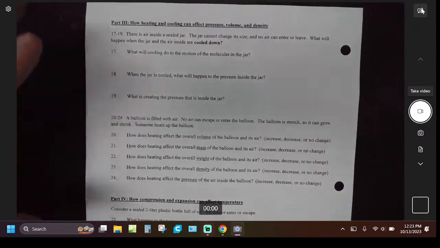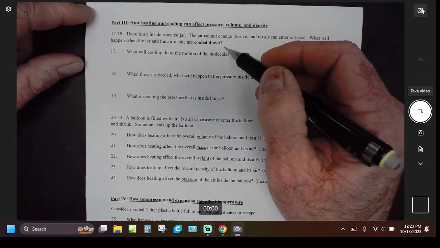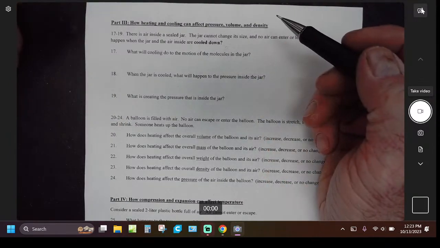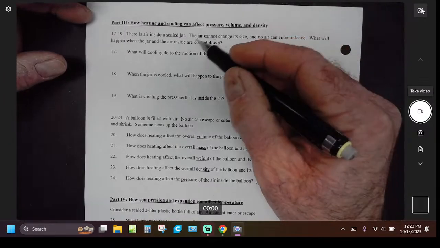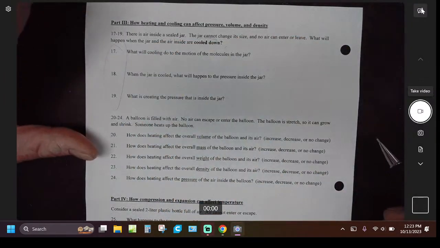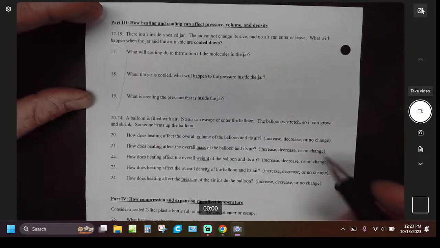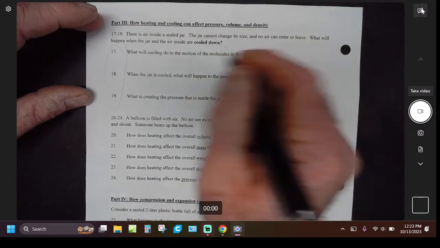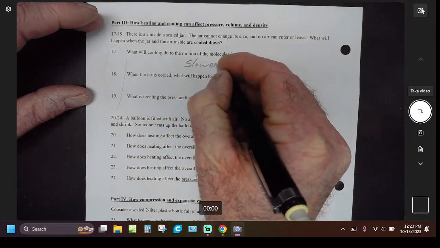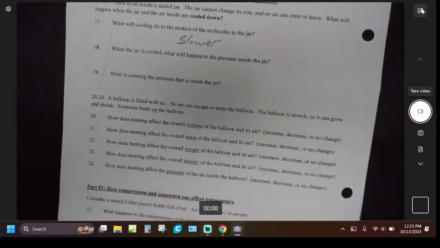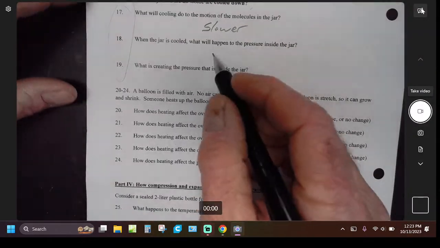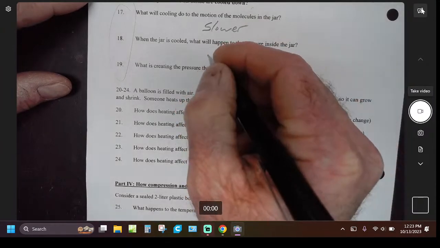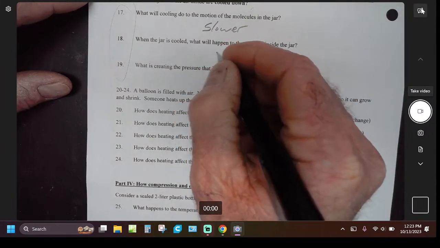Okay, the top on the retake, this might ask you what happens if you heat up the molecules. I'm going to ask the same questions, but it's either going to be what if you heat them up or what if you slow them down. So cooling, they get slower. I'm just going to try to answer this with as few words as possible. When the jar is cooled, what happens to the pressure? Less, decreases.